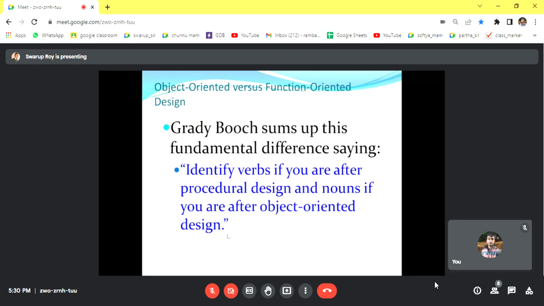So now, in case of function-oriented design, since they are considering procedures or functions, they are more, in a sentence, considering the verbs. Because a verb means some activity which is going on.